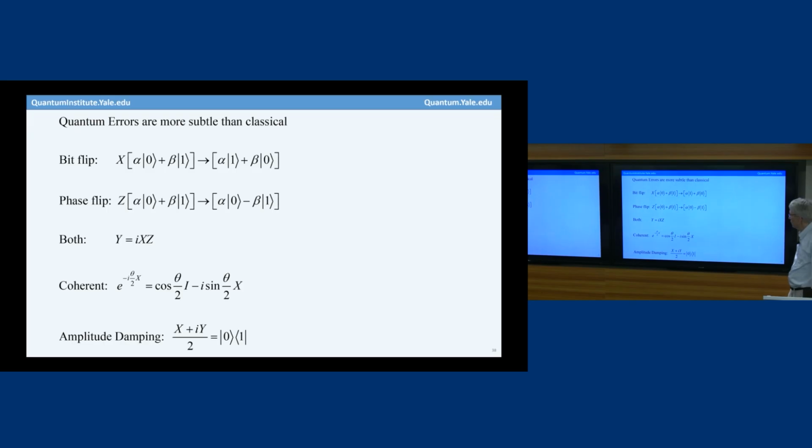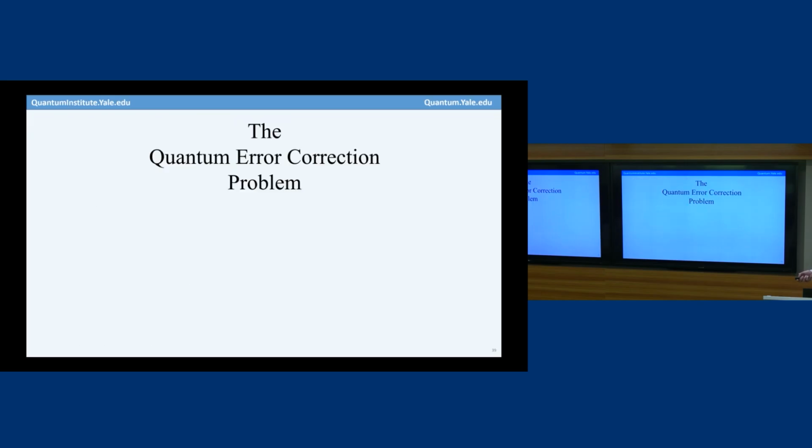The simplest ones to understand are these Pauli errors, X, Y, and Z. But that's not necessarily realistic, and these other kinds, which are harder to deal with sometimes, you can't ignore them just because they're harder. They do happen. Okay, so here's the error correction problem.